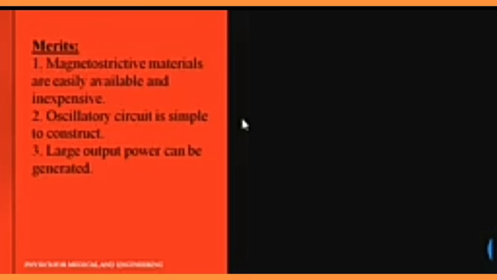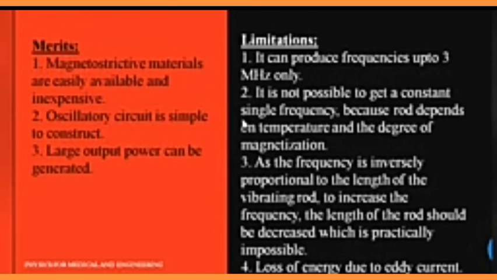Now the advantages of the oscillator are: magnetostrictive materials are easily available and inexpensive, the oscillator circuit is simple to construct, and large output power can be generated. The disadvantages: we cannot produce frequency more than 3 megahertz. It is not possible to get a constant single frequency because the rod depends on the temperature and the degree of magnetization.